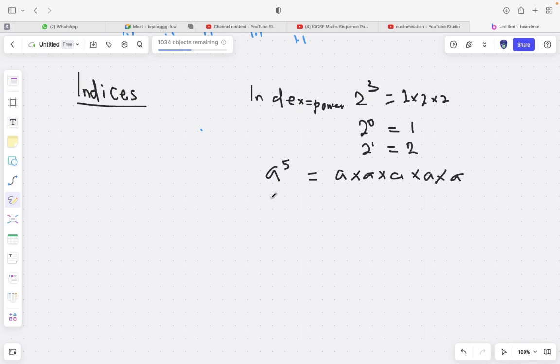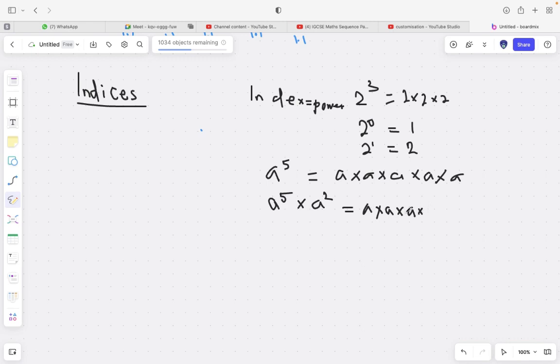Okay, but if I'm doing a to the power of 5 multiplied by a to the power of 2, it becomes plural. It's no longer an index. This was just an index, but this and this together become indices, the plural form of index. So in indices, this is simply repeating a in 5 places multiplied by a in 2 places, which we have a rule for solving, making it faster and quicker. We're going to describe the laws and rules of indices.